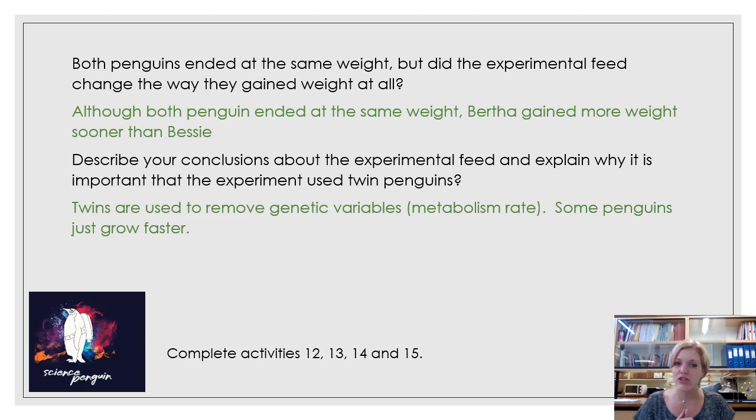Okay, and some penguins just grow faster. So therefore, if Bessie and Bertha were brother and sister, or sisters, maybe, I don't know, maybe Bertha just had a higher metabolism or had a higher growth rate, and that could have confounded the results. But the way this was set up is that we took that out, and therefore we didn't manipulate it, but if that metabolism rate was there as a confounding variable, it would have impacted the study, and we just removed that.